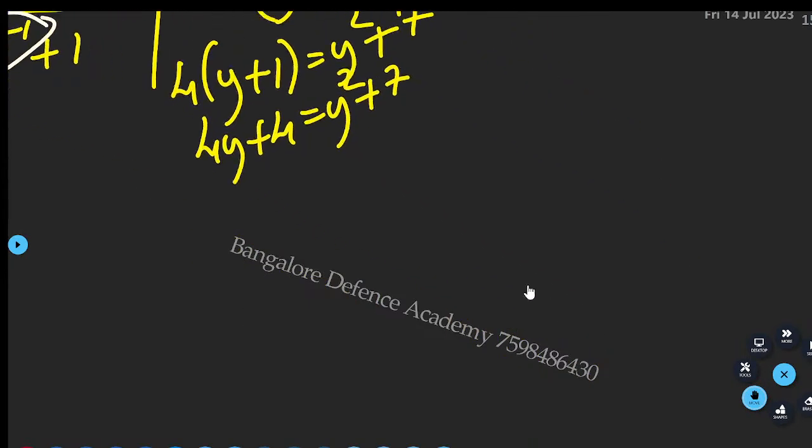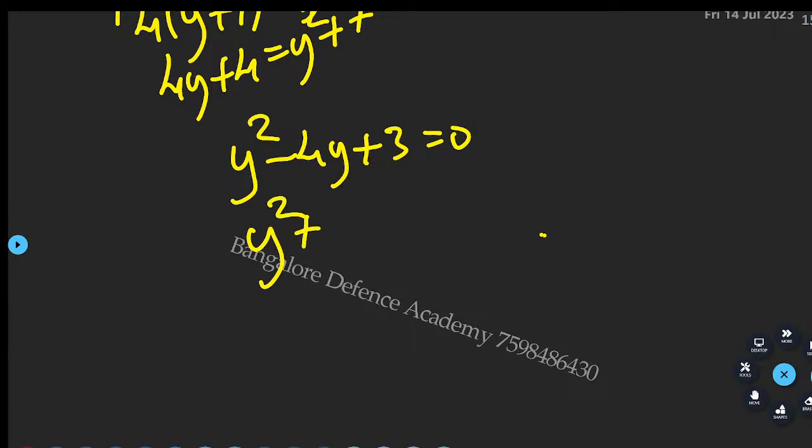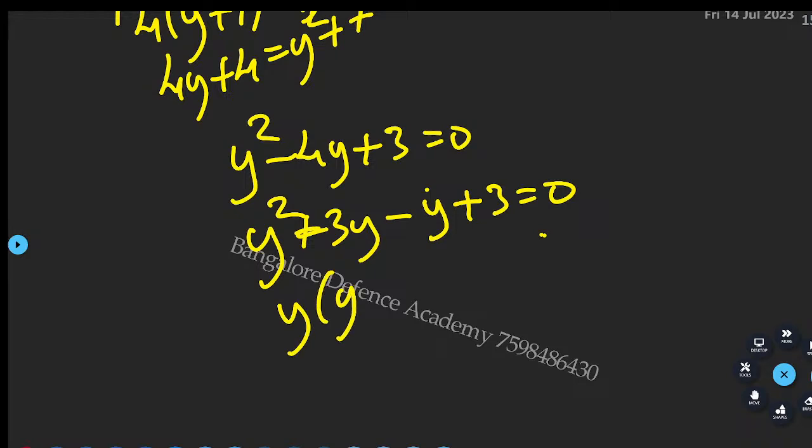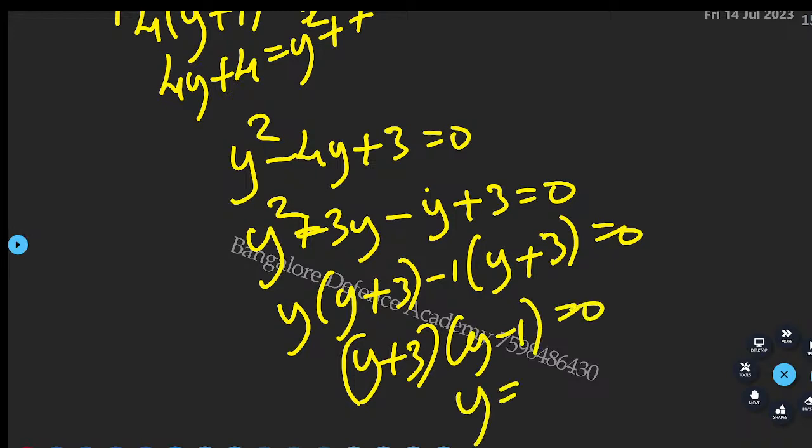Now what happens? This is a quadratic equation, correct? So this becomes y square minus 4y plus 3 is equal to 0. So y square minus 3y minus y plus 3 is equal to 0. So y into y minus 3 minus 1 into y minus 3 is equal to 0. So y minus 3 and y minus 1 is equal to 0. So y value you will get 3 and y value you will get 1.